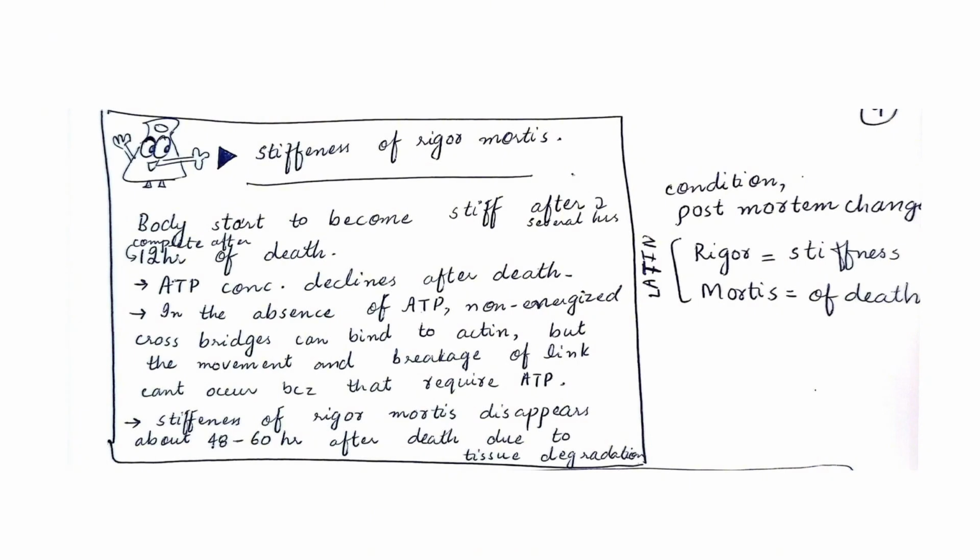ATP is crucial for the detachment of myosin heads from actin filaments. Without ATP, non-energized cross bridges remain attached to actin, but movement and detachment cannot occur. It leads to sustained contraction and stiffness. So this results in the stiffened state of the muscles observed in rigor mortis. The stiffness of rigor mortis typically lasts for about 48 to 60 hours after death. It disappears as the tissue begins to degrade due to enzymatic and microbial processes. So rigor mortis is a post-mortem change that highlights the dependency of muscle relaxation on ATP.